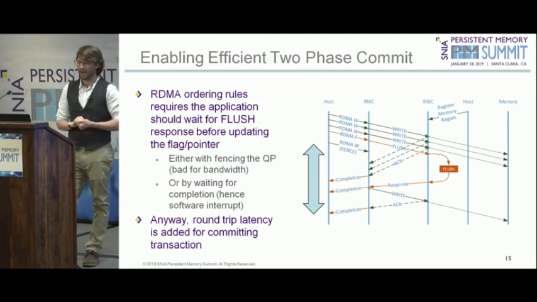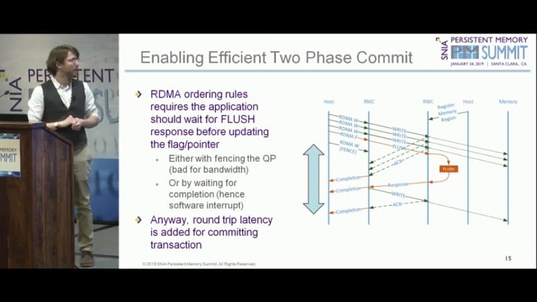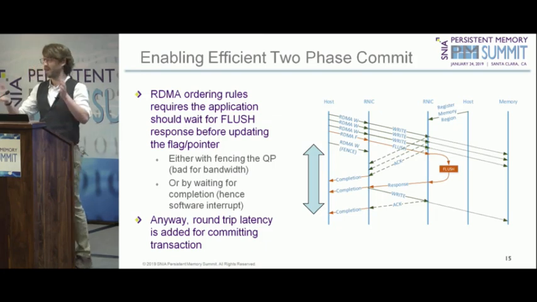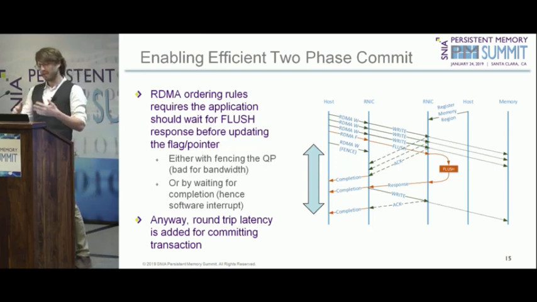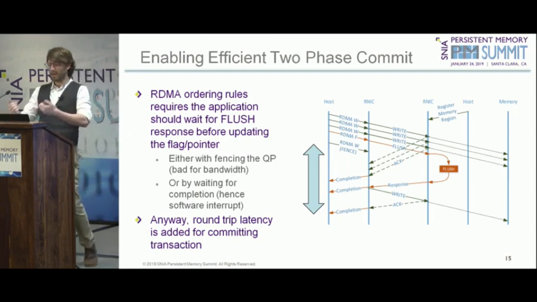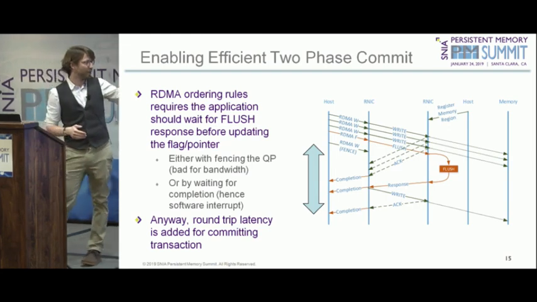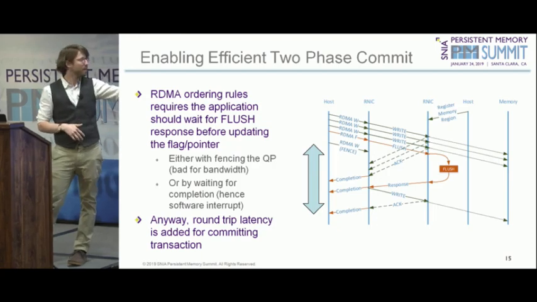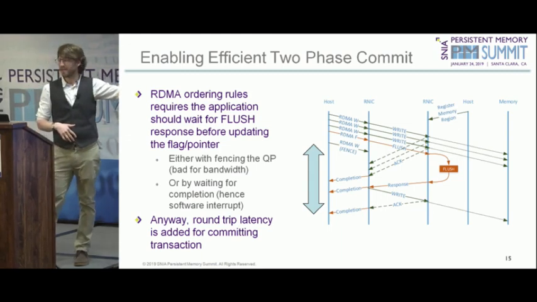Now we come to the problem of efficient two-phase commit. Because of these ordering rules, if you want to write a large amount of data and then a flag that indicates that this data is valid, you will need to do several writes, then do a flush to guarantee that they are persistent. And only after you got the response, you can write the flag. It means that in this example, you would need to wait a round trip until you write this flag. And this is expensive in latency.